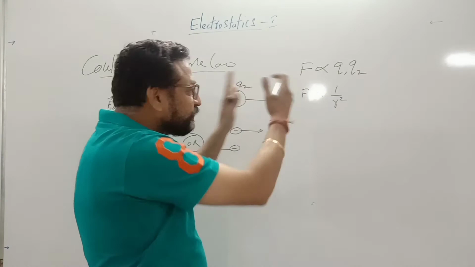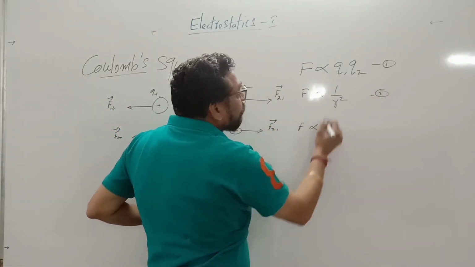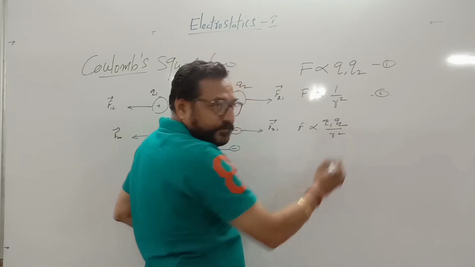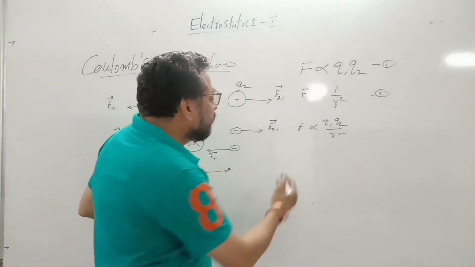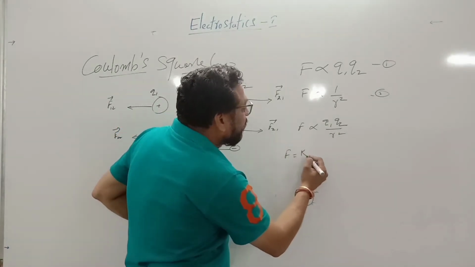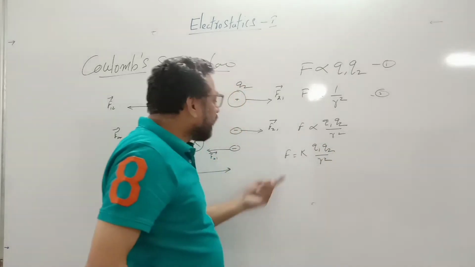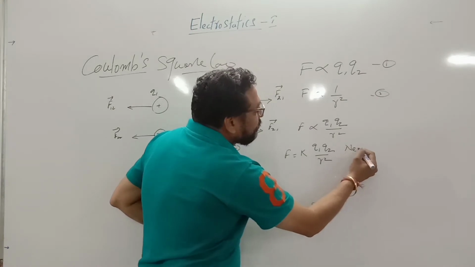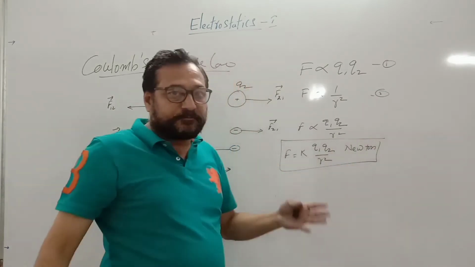On the basis of these two conclusions, number 1 and 2, we get F is directly proportional to Q1 Q2 upon R square. The directly proportional sign is always replaced by a constant. Then F is equal to K Q1 Q2 upon R square, and force is always measured in newtons in the SI system.